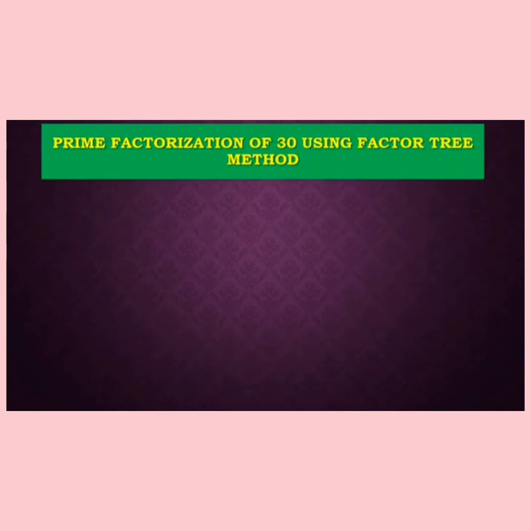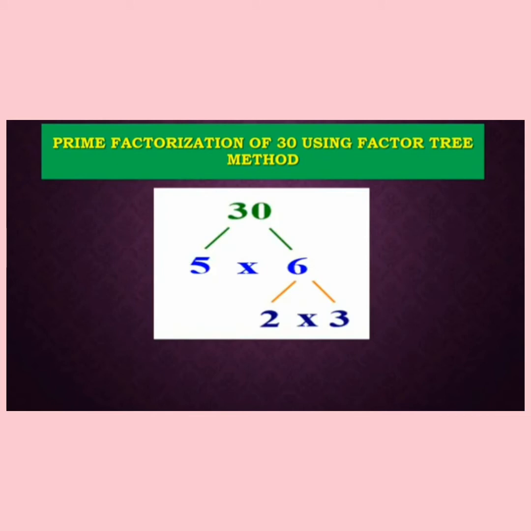Let's take one example. Prime factorization of 30 using the factor tree method. 30 is equal to 5 into 6. 5 is a prime number. What about 6? 6 is equal to 2 into 3. Now the numbers cannot be broken down any further. Therefore, the prime factorization of 30 is equal to 2 into 3 into 5.